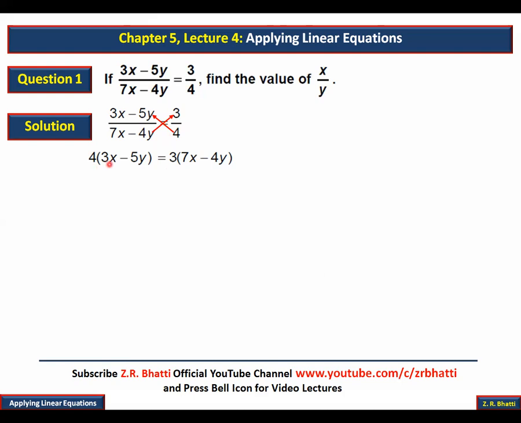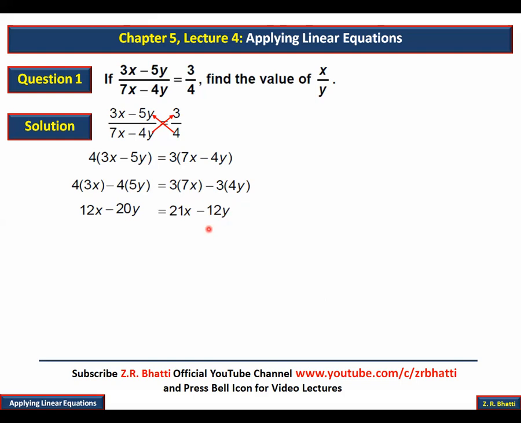Multiply this 4 by 3x, giving you answer 4 into 3x. And obviously this 4 will also be multiplied by this minus 5y, giving you answer minus 4 into 5y. Similarly, this 3 will be multiplied by 7x, giving answer 3 into 7x. And this 3 will be multiplying with minus 4y, giving you answer minus 3 into 4y. Finally, 4 multiplied by 3 gives you 12 and x remains as it is. Similarly, minus 4 into 5 gives you 20 and y remains as it is. On the right hand side, 3 into 7, 21, x remains as it is. And minus 3 into 4, minus 12, y remains as it is.